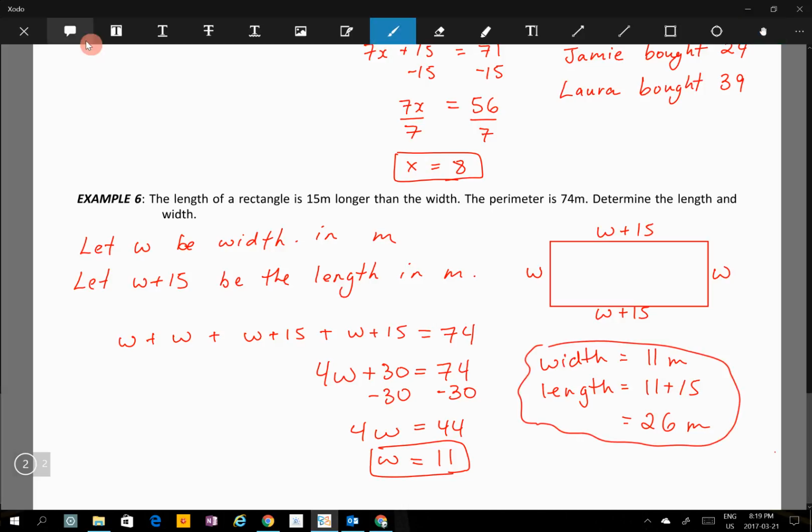Alternatively, to begin my expression for perimeter, if I have 2 W's here, I could have said 2W plus, and I also have 2 times W plus 15. So I could have started off the perimeter with this expression. And then you would have expanded it, and you would still have what I have here already. But that's your answer, 11 and 26.